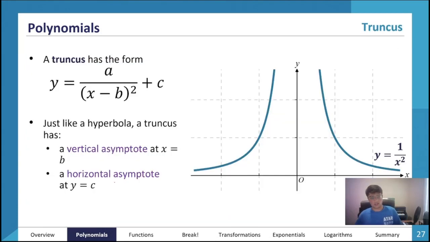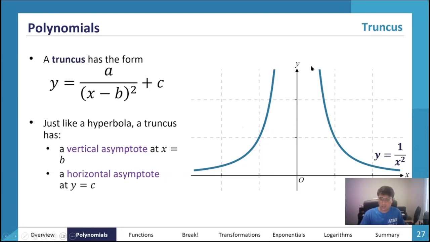We have a truncus now. This is kind of like a hyperbola, except with the hyperbola we had these curves on opposite sides of the axes. This time they're on the same side of one of the axes. In this case, they're on the same side of the x-axis.